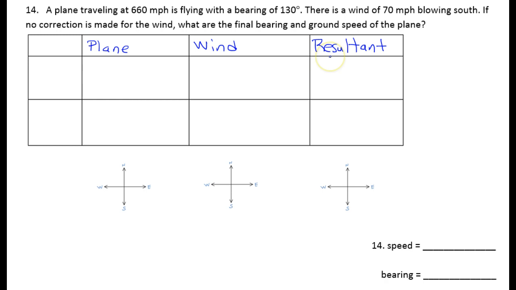Alright, and that's what we were being asked to find, the actual speed of the plane after it is being affected by the wind. So it's the combination of the plane speed and the wind speed that will determine the actual path of the plane. So, like we did before, in the first row we will record the vector using the magnitude and the direction. In the second row we will convert to component form.